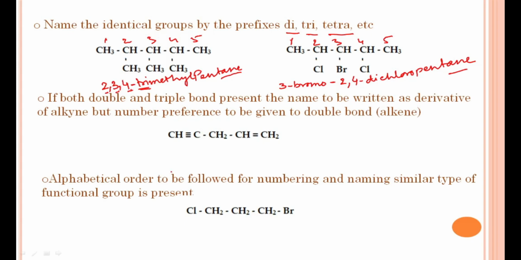Now if both double bond and triple bond are present, here you can find that a double bond is present, a triple bond is present. So while giving the naming, we have to give preference to the double bond first. If you follow my previous video, you will find the preference. Functional group gets the first preference, then double bond, then triple bond. So first double bond, we have to give the lower number to this.